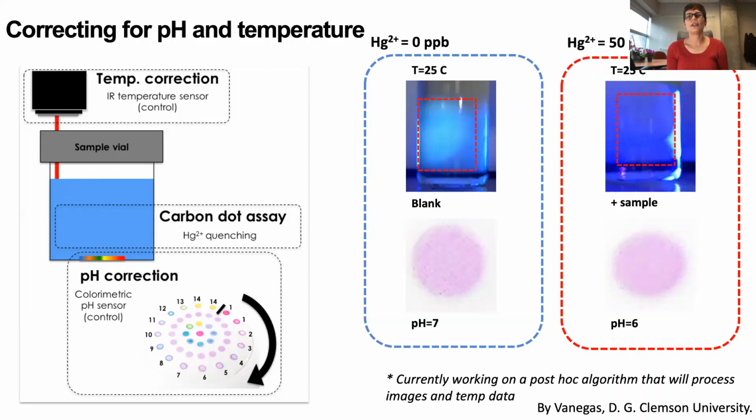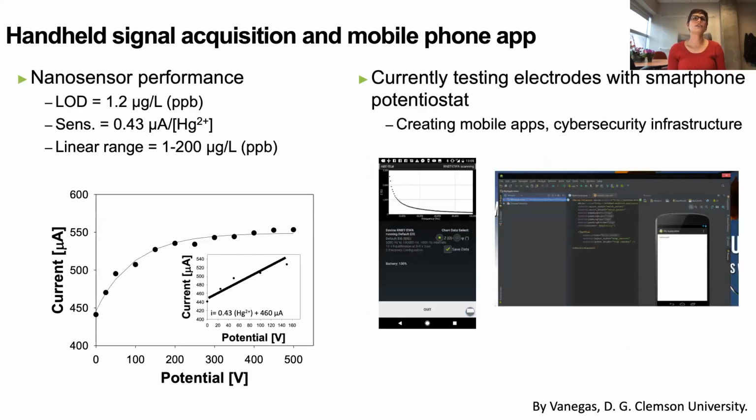And again, with the help of developed algorithms, she was able to process the data using a smartphone app. And here is just showing some of the performance for the mercury biosensor. So she was able to measure very low concentrations of mercury in water. And it has a very broad range of concentrations. And here is just demonstrating the electrodes that is connected to a potentiostat that is portable and very affordable.